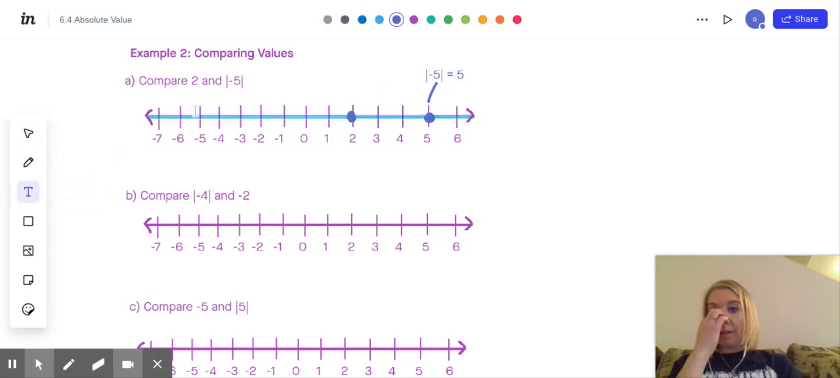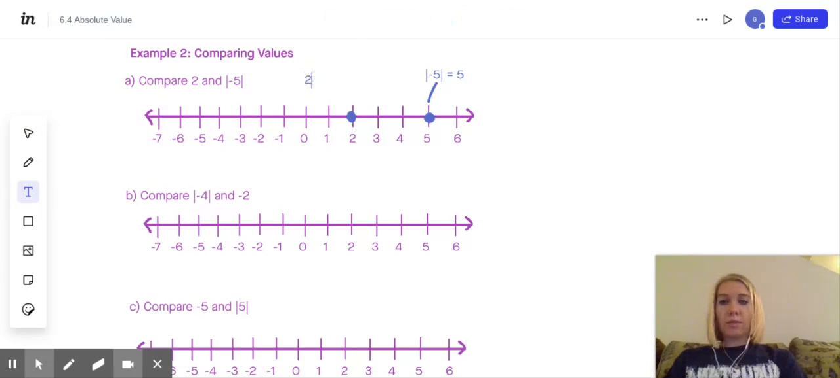Okay, so now let's compare 2 and the absolute value of -5. Is 2 greater than or less than the absolute value of -5? Well, 2 is to the left of the absolute value of -5, so it's less than the absolute value of -5. Okay, let's look at another one.